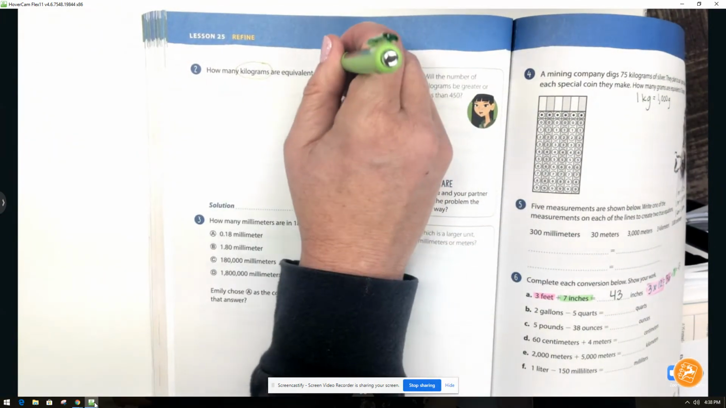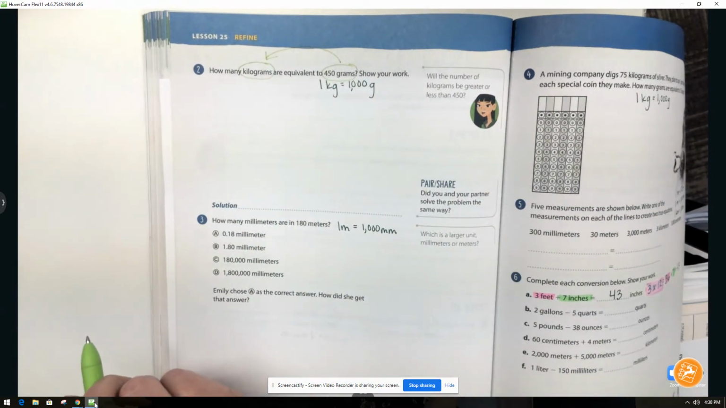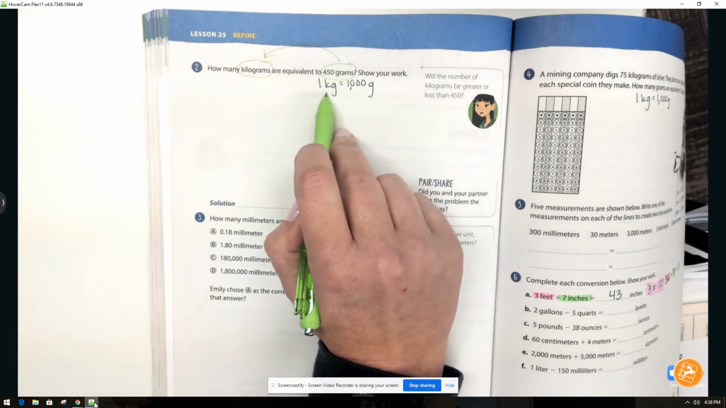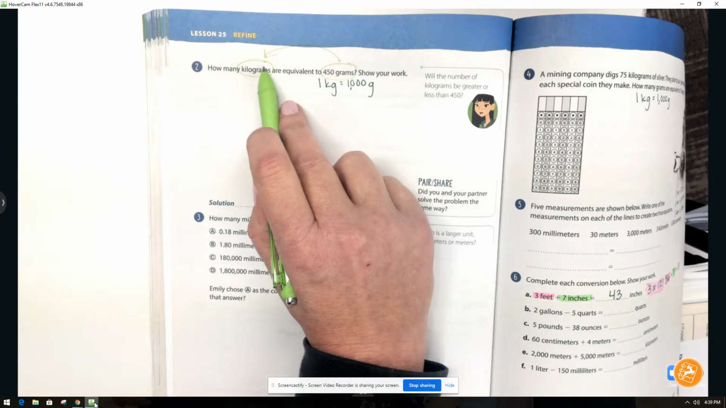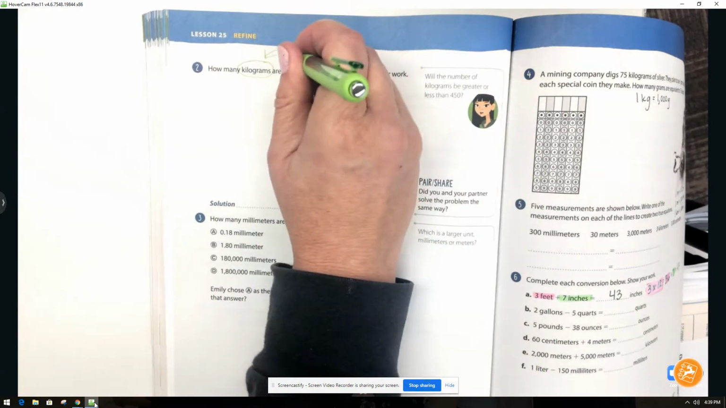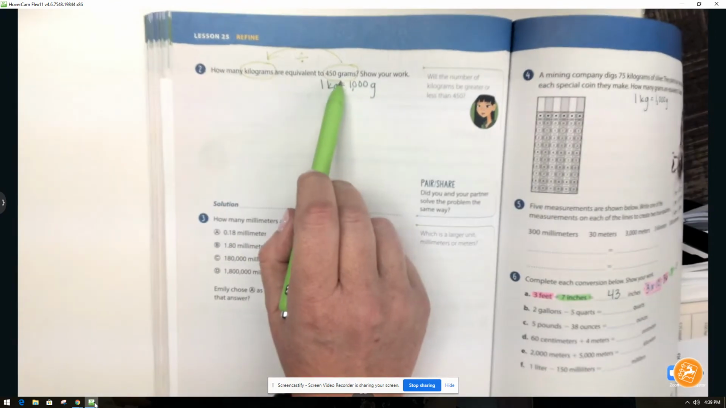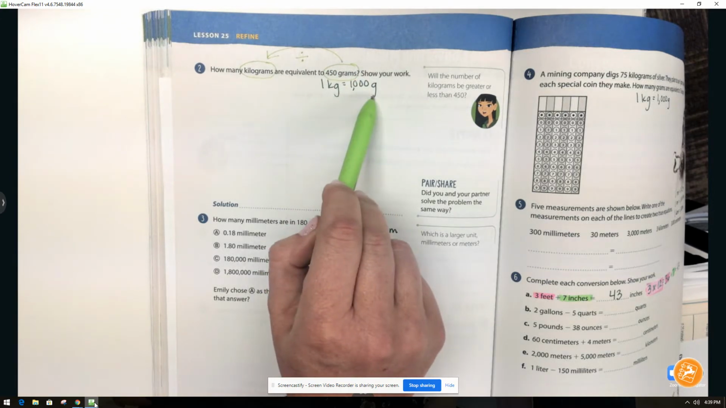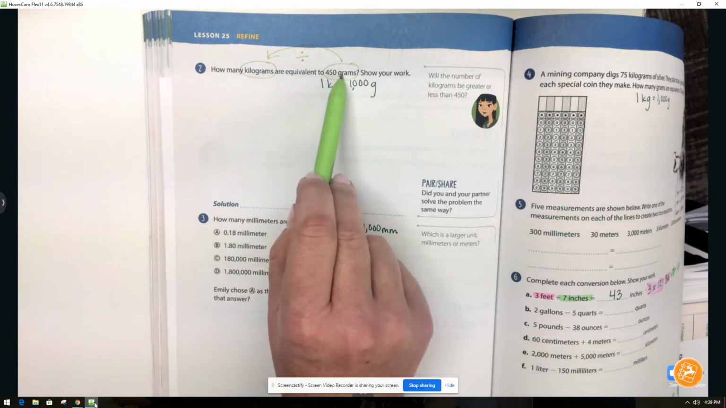So if we're going from a smaller unit to a larger unit, what operation do we use? Again, when we convert from a smaller unit, because grams are smaller than a kilogram, when we go from a smaller unit to a larger unit, what operation do we use? That's right. We're going to divide. We are going to divide 450 grams by the number of grams in 1 kilogram to find out how many kilograms we have.